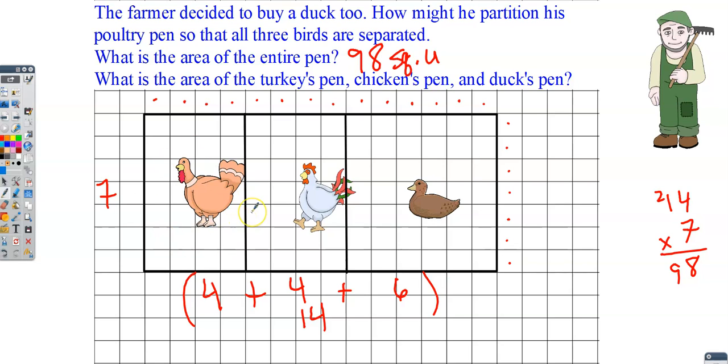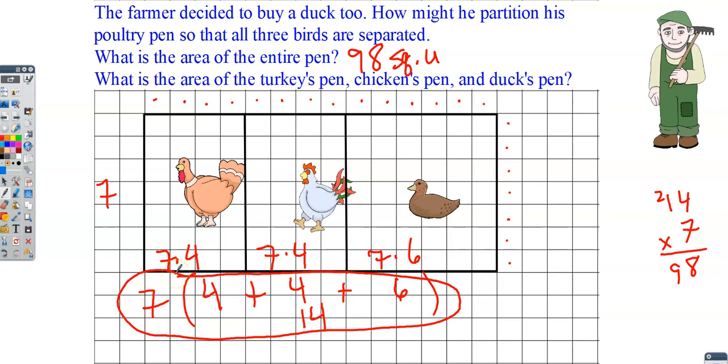But each of the 3 separate areas is 7. So this area is 7 times 4. This area is 7 times 4. And this area is 7 times 6. So what I've done is I've created a mathematical expression that gives me the area of the 3 pens. The expression is 7 times 4 plus 4 plus 6. I would multiply the 7 times 4, the 7 times 4, and the 7 times 6.